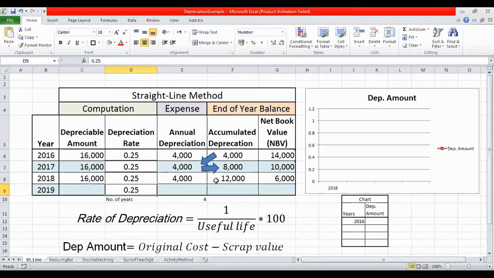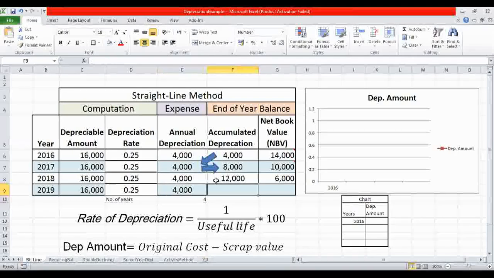Again, we will go for the next year, 16,000. We are going to calculate 25% of 16,000, which is going to be 4,000. Again, 4,000 is added into accumulated depreciation. So 12 plus 4 is 16,000. And at the end, you will see that we are going to have 2,000 at the end. Why 2,000? Because we keep on subtracting the accumulated depreciation from 18,000.